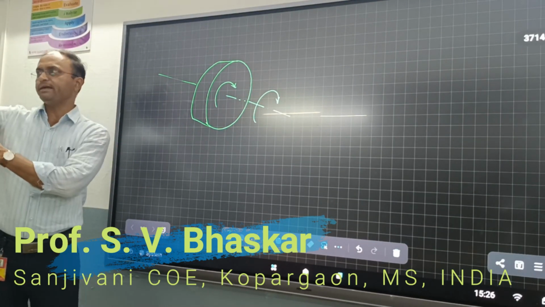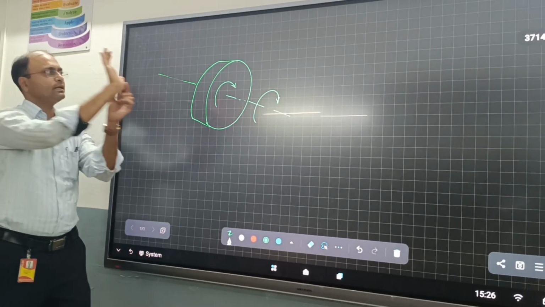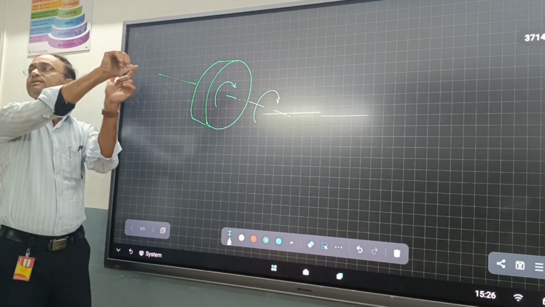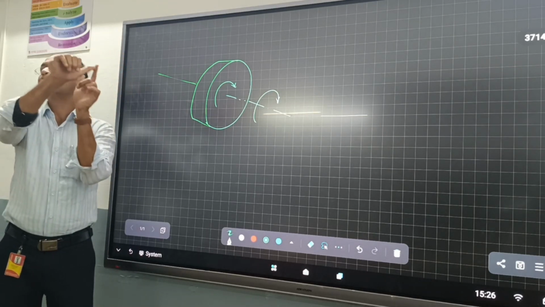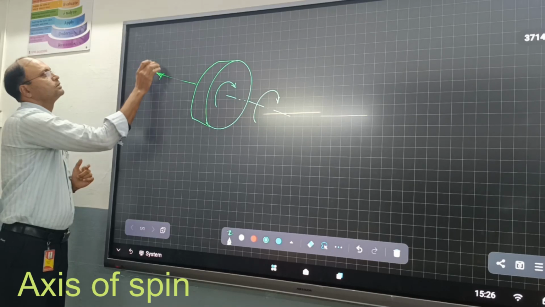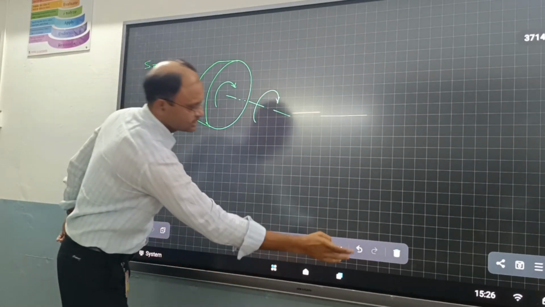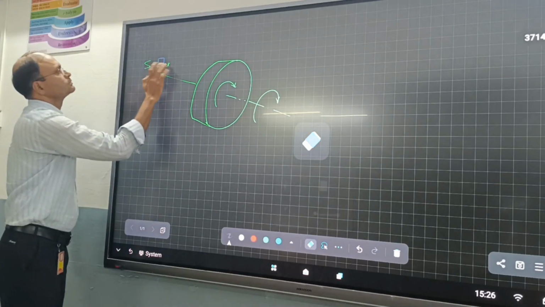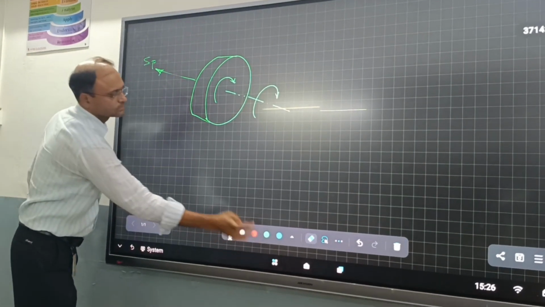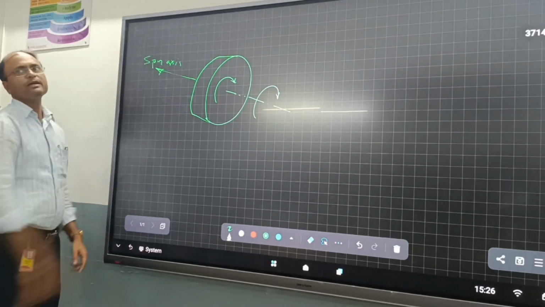So we have to use the right hand for indication of the vector. Okay, so the disc is rotating clockwise. So the thumb indicates the direction of the spin vector. Okay, so I call this the axis of spin, or simply spin axis.